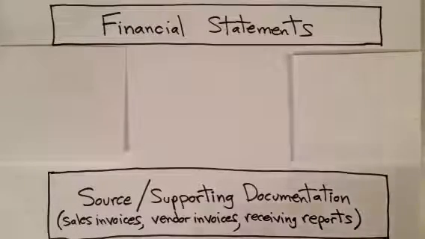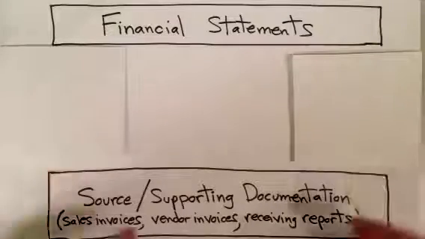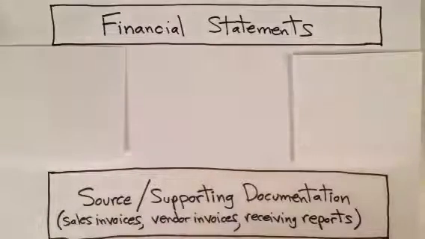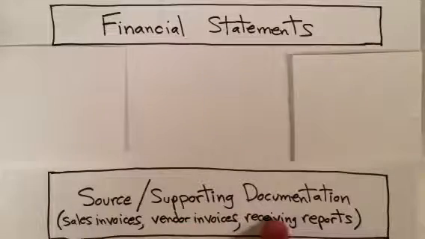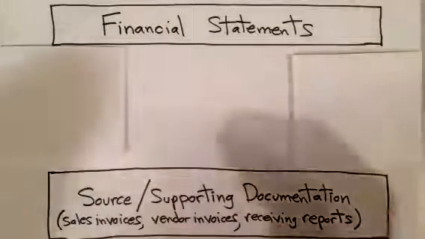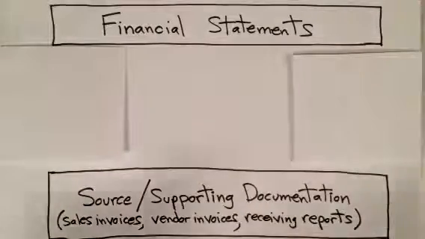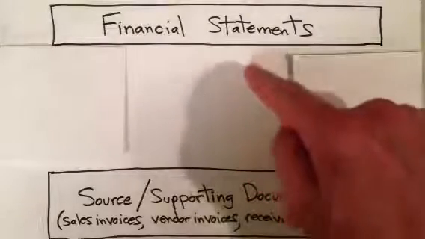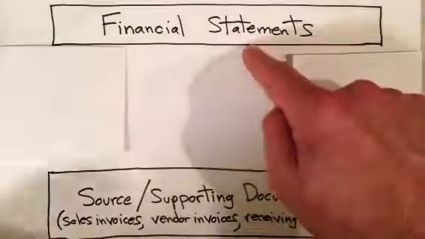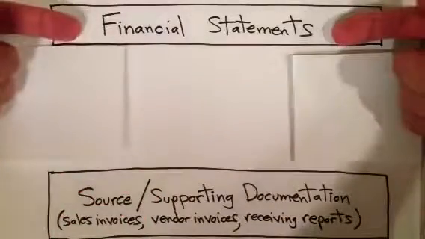We've set up a small model here that we've drawn on this page where at the bottom, at the base, I've shown source documentation, or we can call this supporting documentation. This can be comprised of sales invoices, vendor invoices, receiving reports. These are the raw documents, the documentation that contain data that ultimately we want to bubble up, work its way up through our accounting system. And that information should ultimately be reflected in what's shown at the top here, the financial statements.